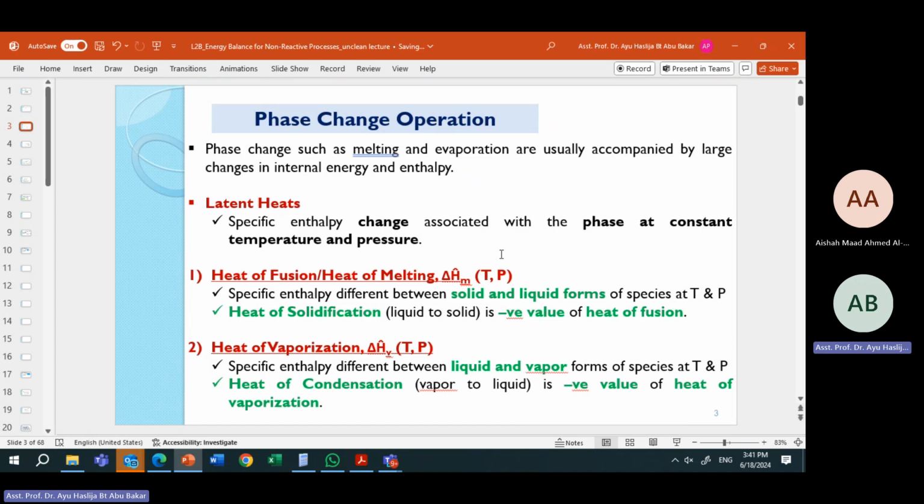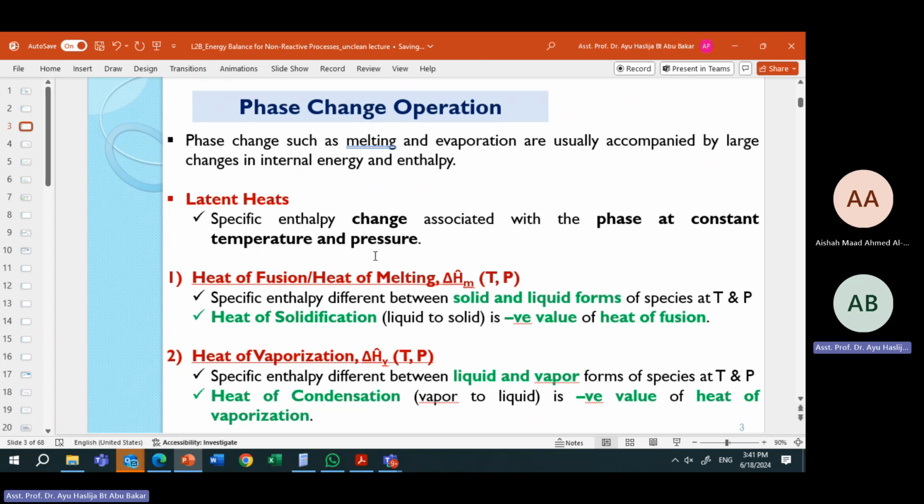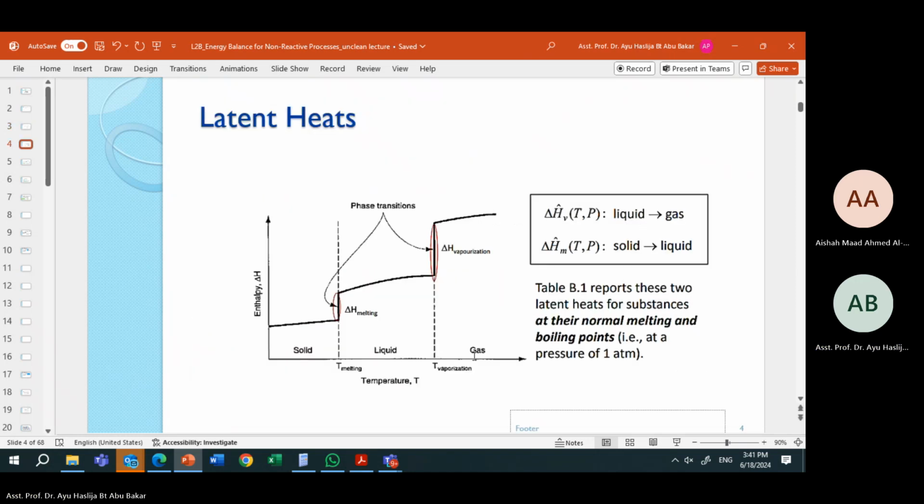Now, before that, you should be familiar with these terms. We have come across them a few times. When a phase change operation is involved, this kind of heat is involved: the latent heat. Heat of fusion is involved in melting from solid to liquid, and heat of vaporization from liquid to vapor. This is the latent heat, the graph of enthalpy versus temperature.